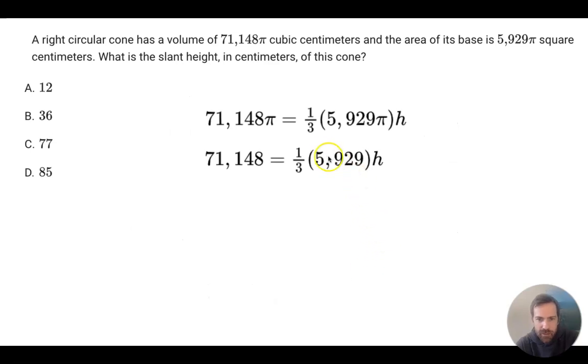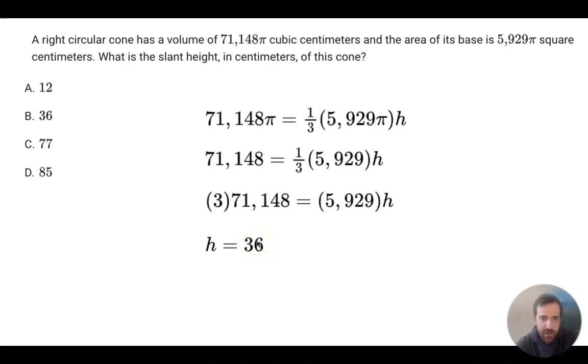So here's our equation. We have a pi on both sides, so we can just cancel that out. Both sides are multiplied by pi. If we continue to solve for h, we multiply both sides by 3 because of the 1/3 here. Then we divide both sides by 5929 to isolate h, and we get h is equal to 36. Okay, so we figured out h.